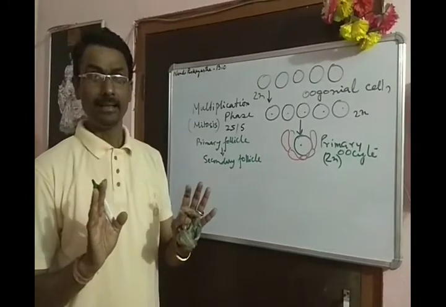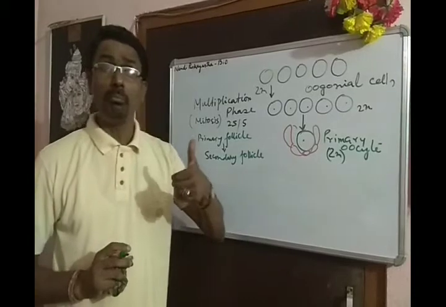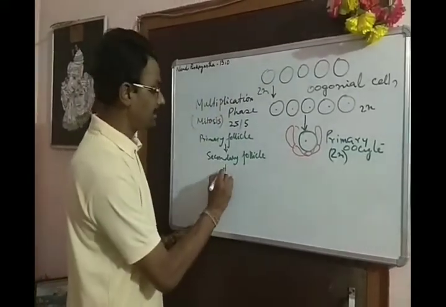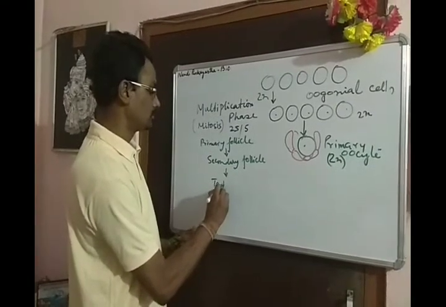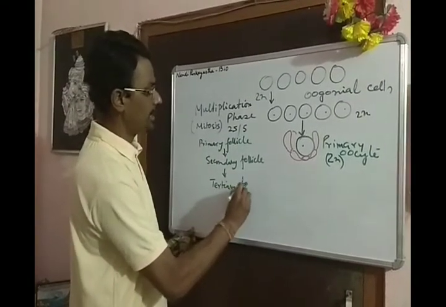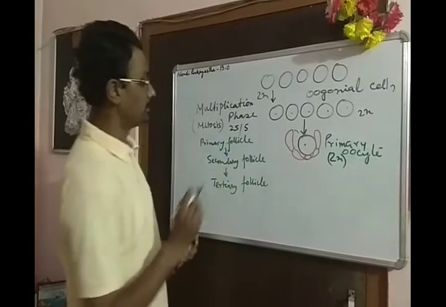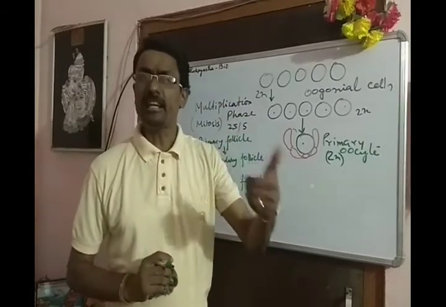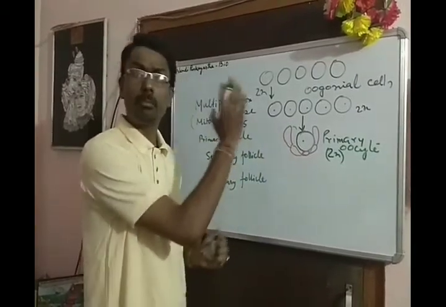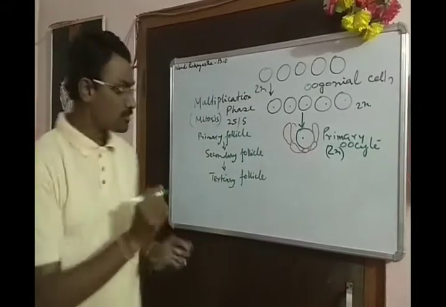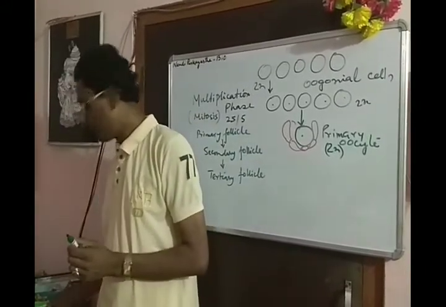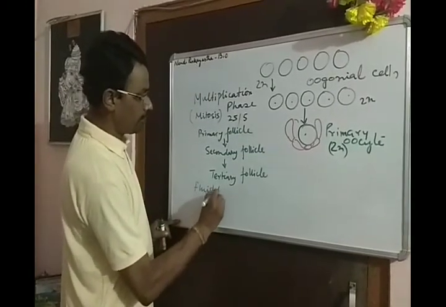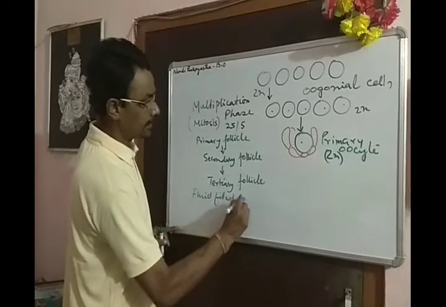Understood? Then the secondary follicle develops and leads to the formation of the tertiary follicle. Now, in the tertiary follicle, some characters develop which are a little different from the primary and secondary. It develops a fluid-filled cavity. I am putting it in blue. See, fluid-filled cavity.